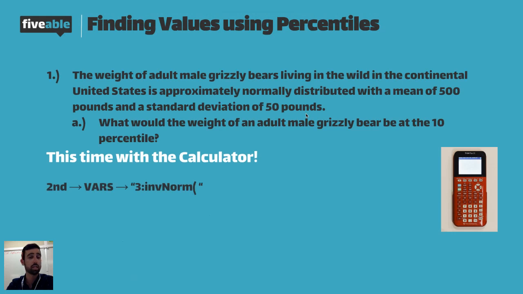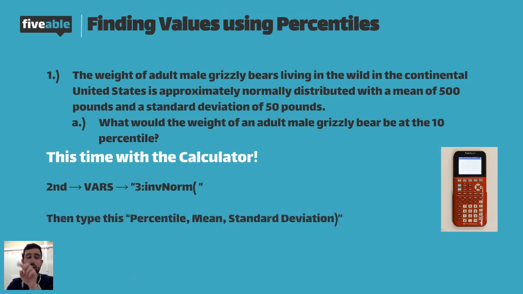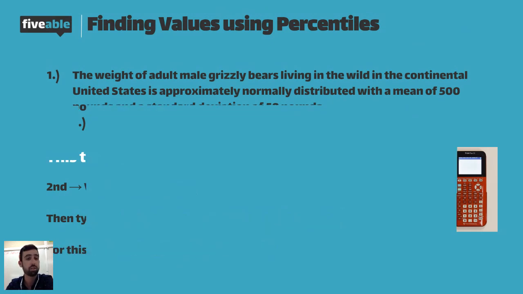So you're going to hit second, vars. This time you're going to go down to number 3, inverse norm. Notice both the calculator functions said norm, right? Like normal distribution. So after you type this in, following the parentheses, you're going to put percentile. So in this case, we wanted the 10th percentile. You're going to put the average, then you're going to put the standard deviation. So this example would look like this: 0.10, 500, 50.